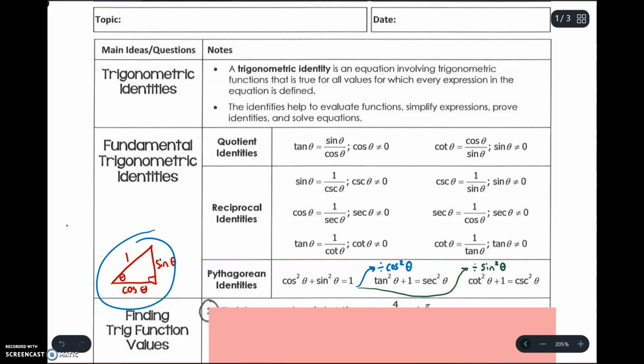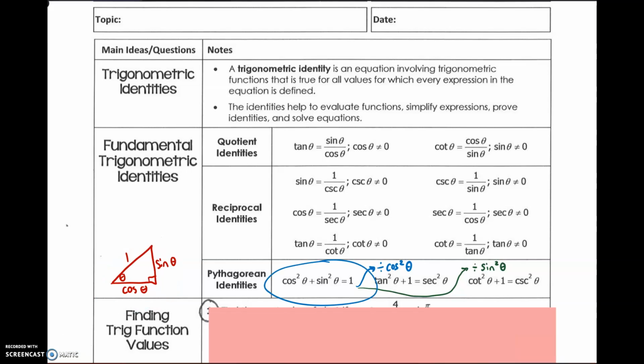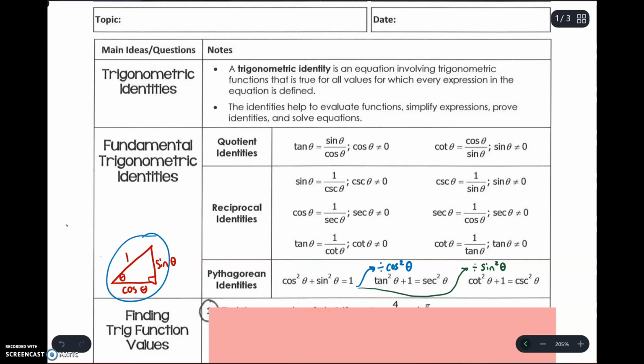An identity that we haven't seen before, but is based on our basic right triangle, is going to be the Pythagorean identities, as in cosine squared plus sine squared is going to be equal to 1, coming from the Pythagorean theorem, where previously x was the cosine and y was the sine from our unit circle, and if I rearrange those as a right triangle, we see that the Pythagorean theorem holds true.